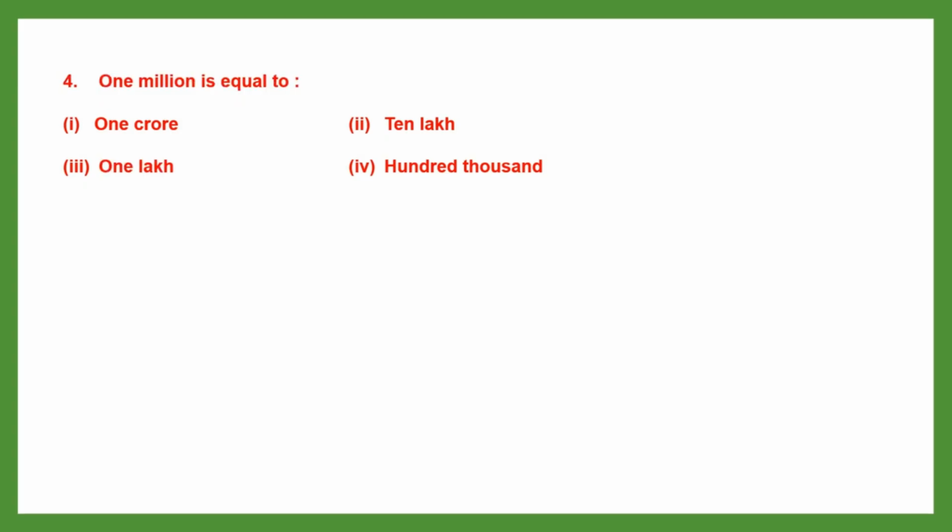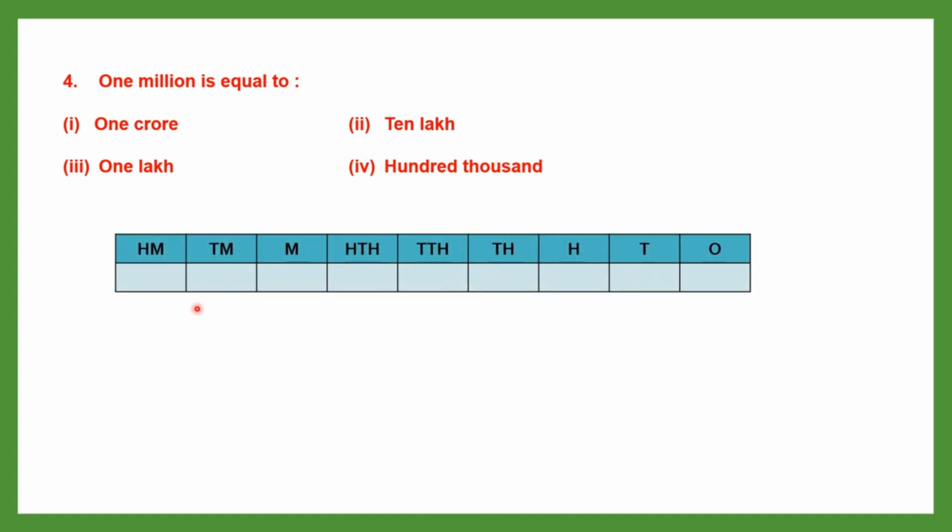Next question, this time 1 million. What is 1 million equal to? One of these answers. So let's draw the international place value chart. So this is the international place value chart. International. So we can write INT for international. And here we're talking about 1 million. So we have million here. So 1 will come here. That is 1 million. The remaining are all zeros. So this is our 1 million.